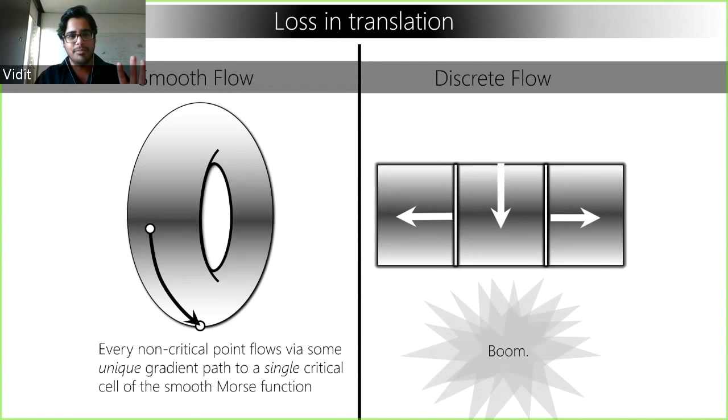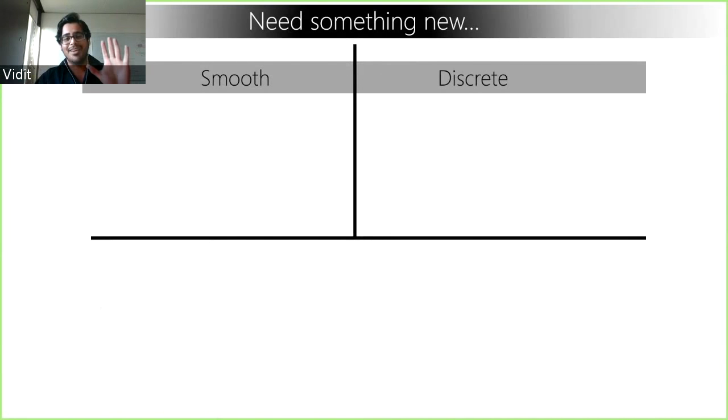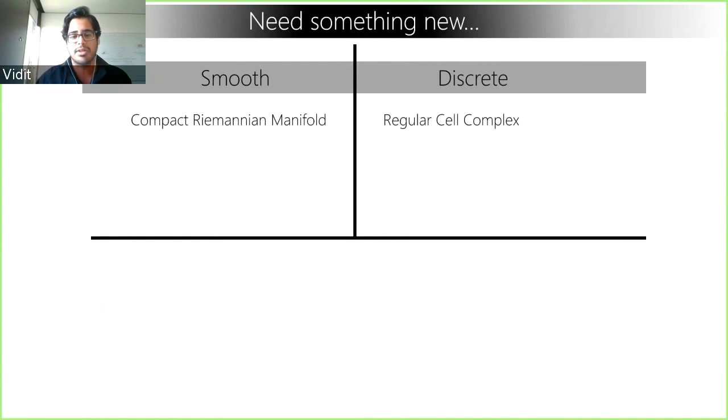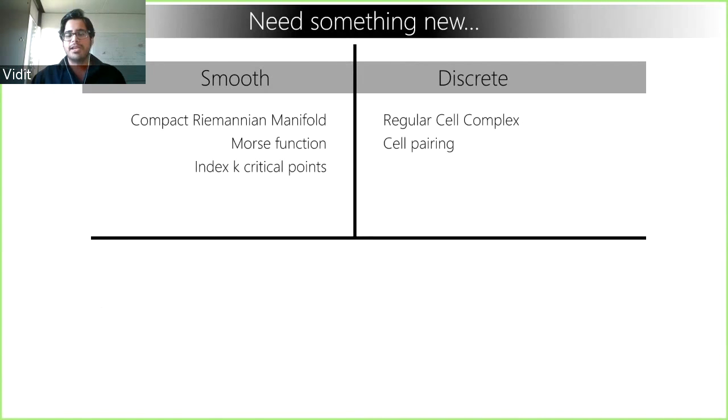Let's go and see where the obstacles are right now. Here's a comparison between the smooth case, which was solved in 1995, and the discrete case, which we're still trying to solve right now. In the smooth case, you have a compact Riemannian manifold. In our case, we just have a regular cell complex, like a simplicial complex or a cubical complex. On the left side, you have a Morse function. On the right side, you have this acyclic pairing of cells coming from iterating Whitehead's construction. On the left side, you have critical points that have indices coming from the Hessian and the negative eigenvalues. On the right side, you have k-dimensional cells that are not the source or target of any of these Whitehead arrows.